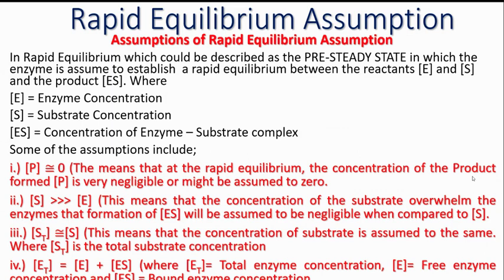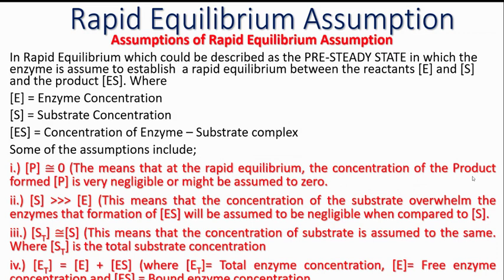Now, a rapid equilibrium assumption could be described as a pre-steady state in which the enzyme is assumed to establish a rapid equilibrium between the reactants E and S and the complex ES, where E is the enzyme concentration, or rather, we can call it the free enzyme concentration. S is the substrate concentration, and ES is the concentration of the enzyme substrate complex.